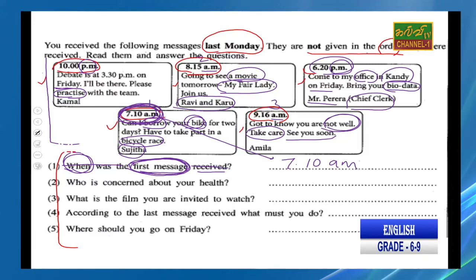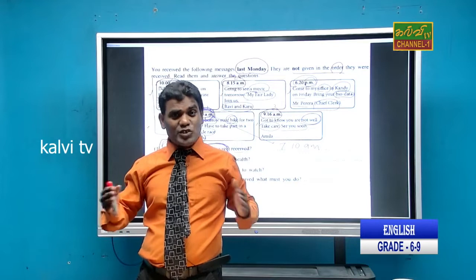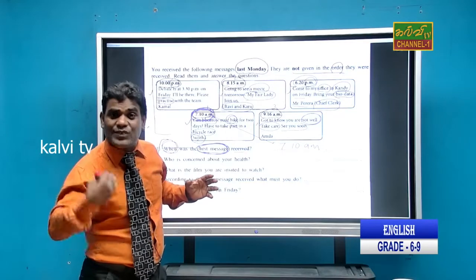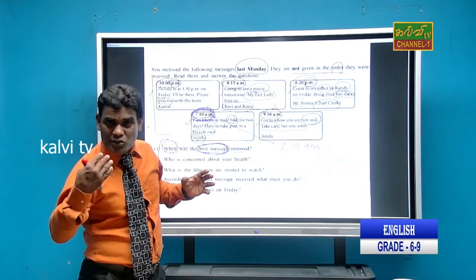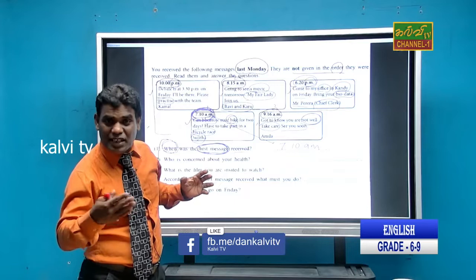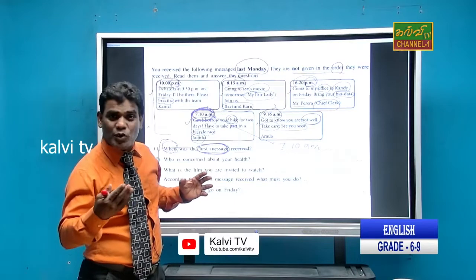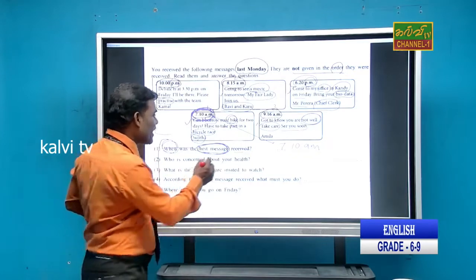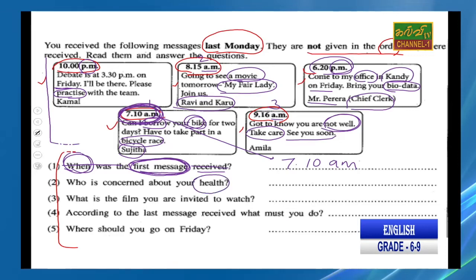Next one, who is concerned about your health? Health is based on the medicine. Health is wealth. You want to take good food, good medicine, good relationships, everything supported for a good life. So they expect health. If you can understand this word health, you can get the answer. They expect who, which is also very necessary. Who is concerned about your health?